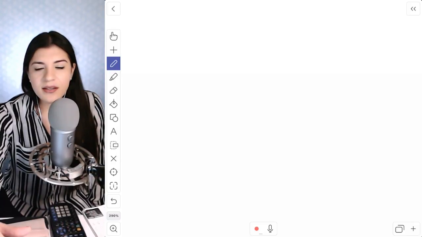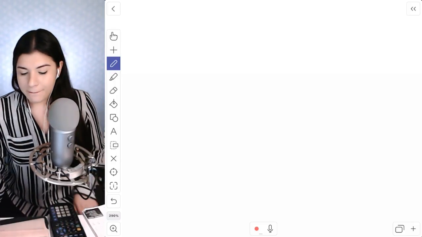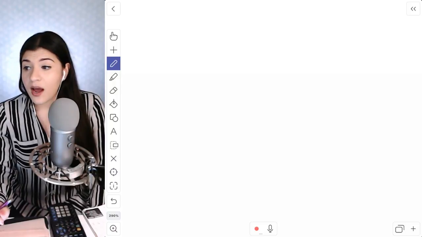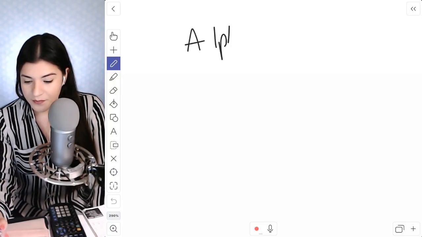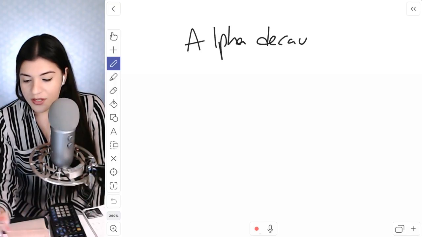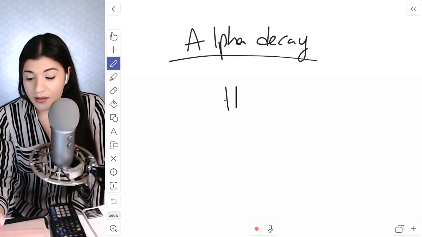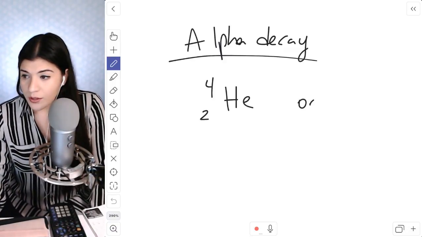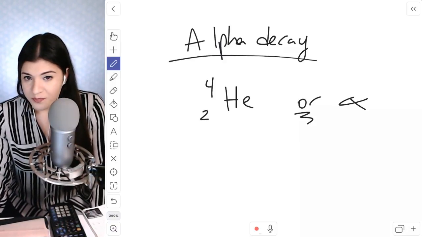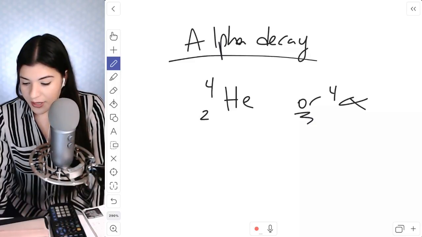Let's say I want to get an example. There we go. Okay. So let's say we were asked to do alpha decay. The symbol for alpha decay is either going to be a helium atom, which is the most common one, or it's going to actually have an alpha symbol. And this is going to be 4 and 2 again.